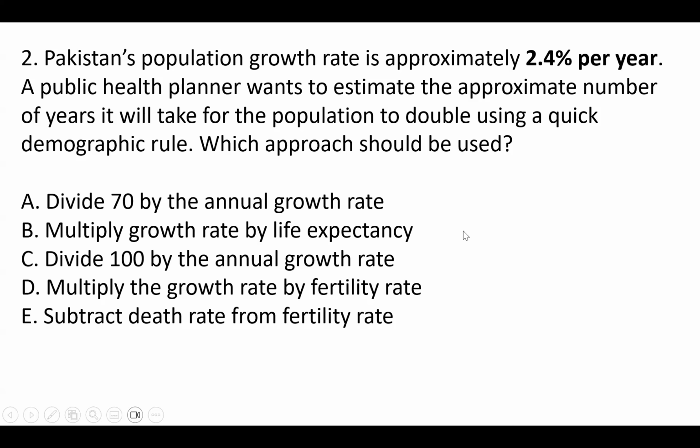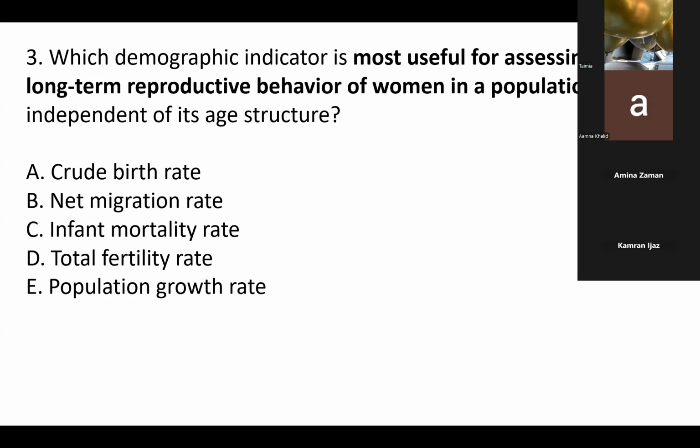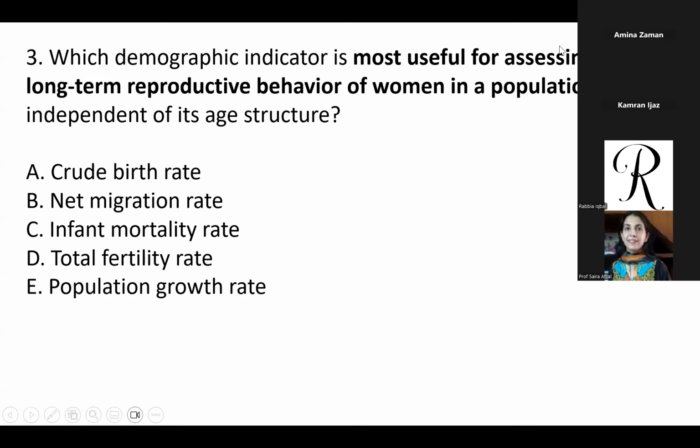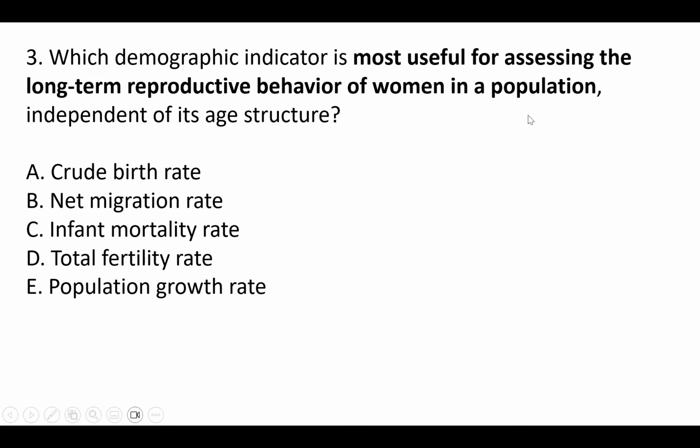Now we come to the next. Which demographic indicator is most useful for assessing the long-term reproductive behavior of women in a population independent of its age structure? Crude birth rate, net migration rate, infant mortality rate, total fertility rate, or population growth rate? For this, the answer is D.